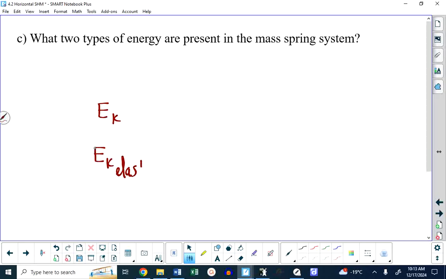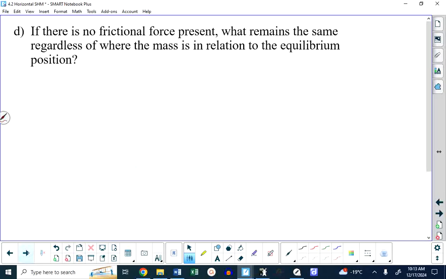And there's nothing wrong with using the word elastic. You can use spring there if you like, but they're interchangeable. An elastic band is spring-like, and a spring is elastic. They both have the same physics. They both follow Hooke's law. So those are the only two types of energy in the system.